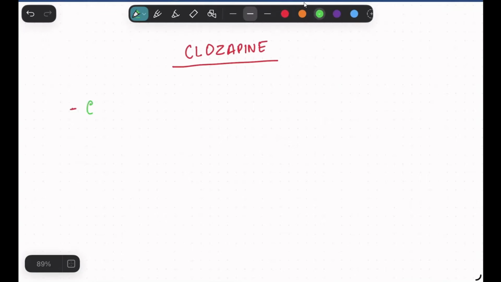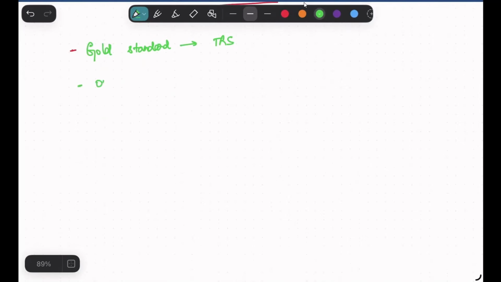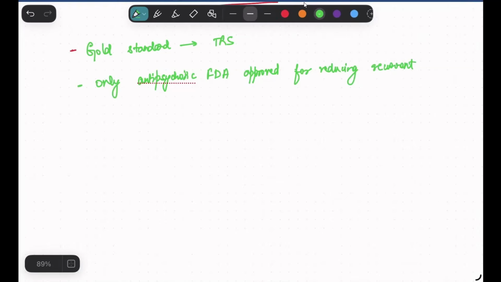So two important things we should remember: clozapine is the gold standard treatment for treatment resistant schizophrenia, and second, it is the only antipsychotic which is FDA approved for reducing recurrent suicidal behavior in schizophrenia and schizoaffective disorder. Okay, this is clear, my friends.